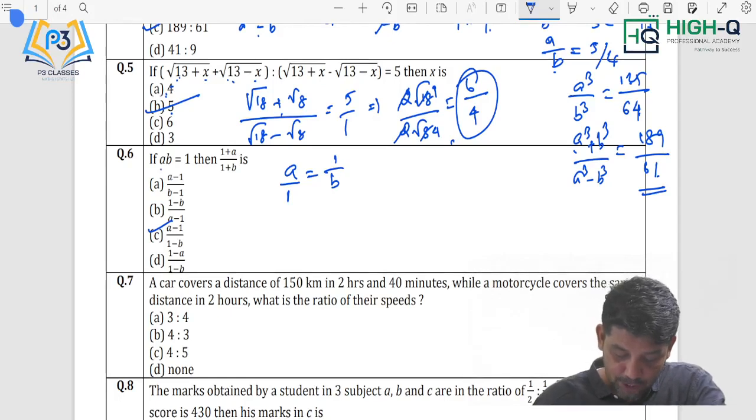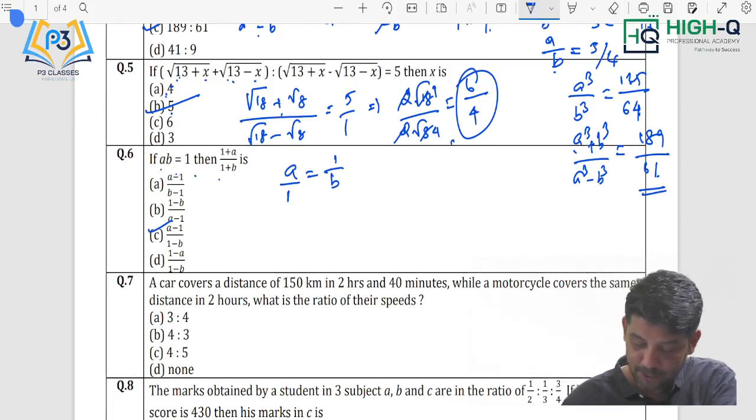Okay, ab is equal to 1. The question is 1 by (1 plus a) equals (1 plus b) by something. So the left hand side will be 1 plus a and 1 plus b. So apply componendo dividendo here. What are you going to get? (a plus 1) by (a minus 1) is equal to (1 plus b) by (1 minus b).